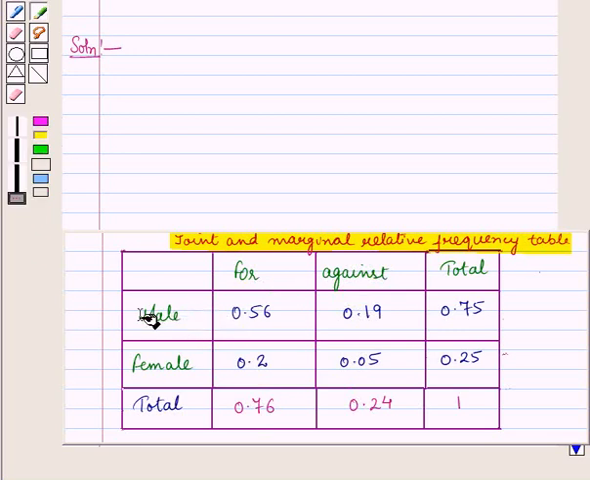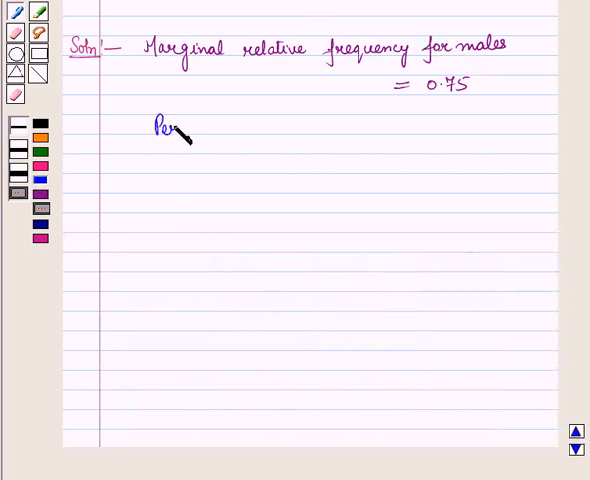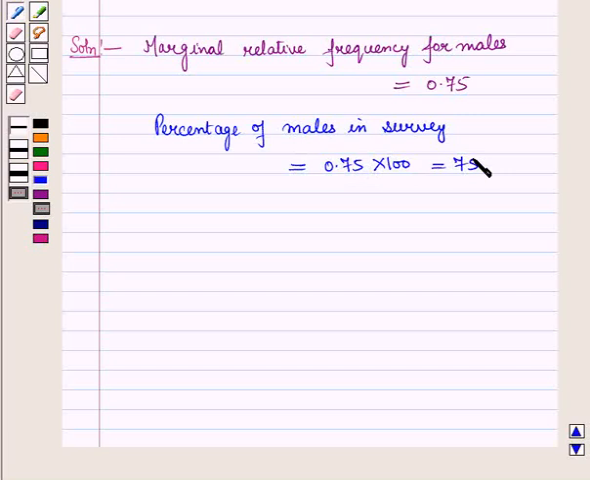Now in row 1, see the cell corresponding to male and total, which is 0.75. It is the marginal relative frequency for males, which tells the proportion of males in the survey. Now when we multiply the proportion by 100, we get the required percentage. So percentage of males in survey is equal to 0.75 into 100, which is equal to 75%.